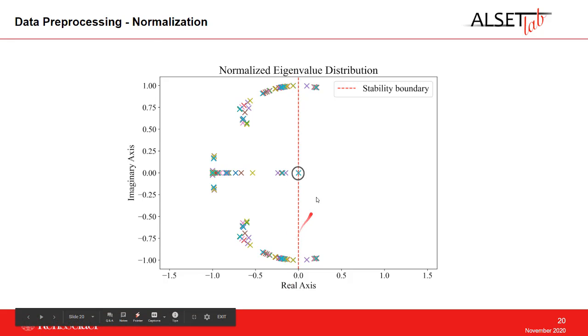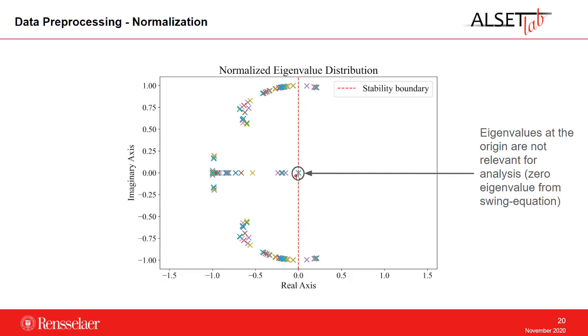So by doing this, we observe that we have some eigenvalues here in the origin, and then we can ask ourselves, well, is this system unstable? Is the system in this contingency scenario unstable? Well, that's not the case, and this is where domain-specific knowledge can help us, because eigenvalues at the origin are common in power systems analysis because of the swing equation in the electromechanical model.